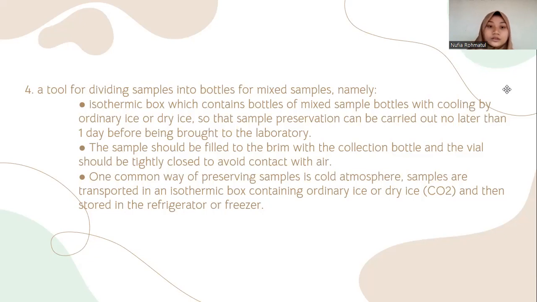The samples should be filled to the brim of the collection bottle, and the vial should be tightly closed to avoid contact with air. One common way of preserving samples is cold preservation. Samples are transported in an isothermic box containing ordinary ice or dry ice, CO2, and then stored in the refrigerator or freezer.